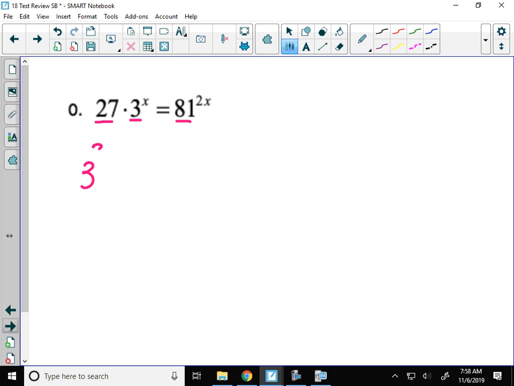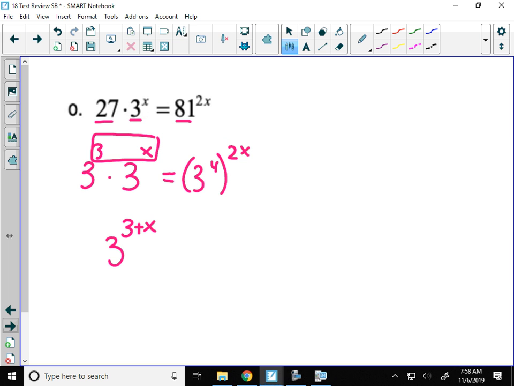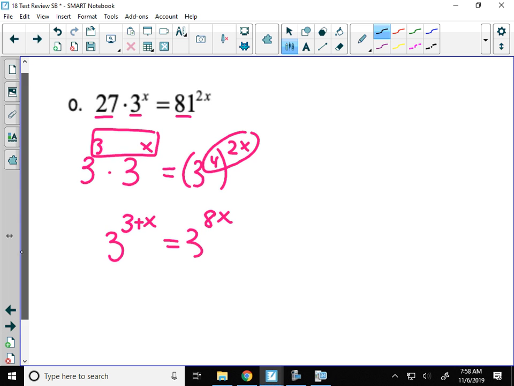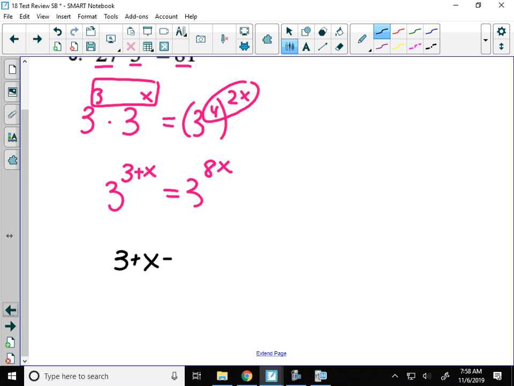27 is 3 cubed times 3 to the x, that doesn't change. And 81 is 3 to the 4th to the 2x. Now before we move on, I'm going to rewrite this with exponents. I'm not going to just solve the exponent again. So I have 3 to the, here I'm going to add those exponents up, 3 plus x, equals 3, here I do power to a power, to the 8x. Now that both sides have the same base of 3, I can take their exponents, set them equal, and solve for x. So I'll have 3 equals 7x and divide by 7.